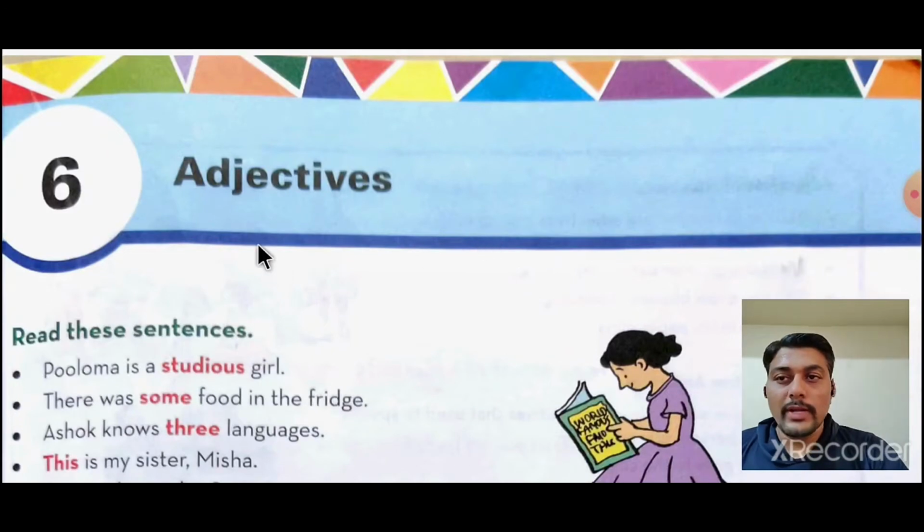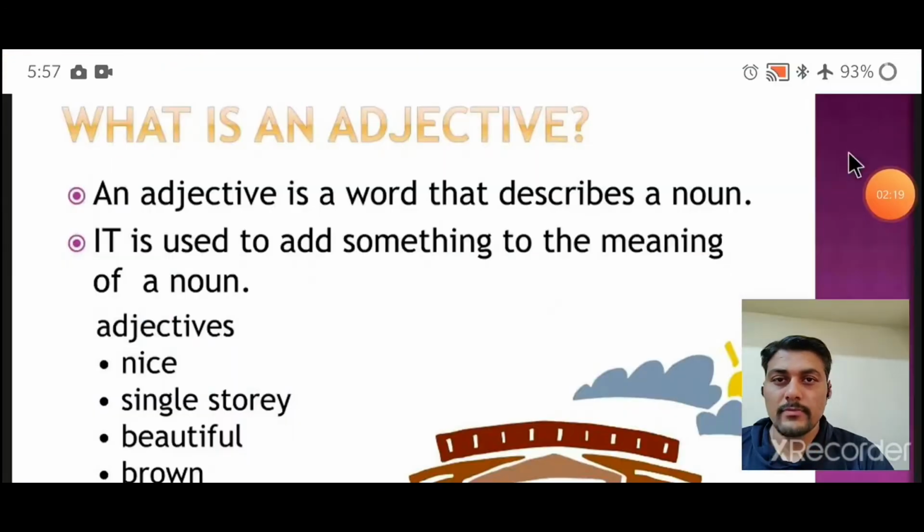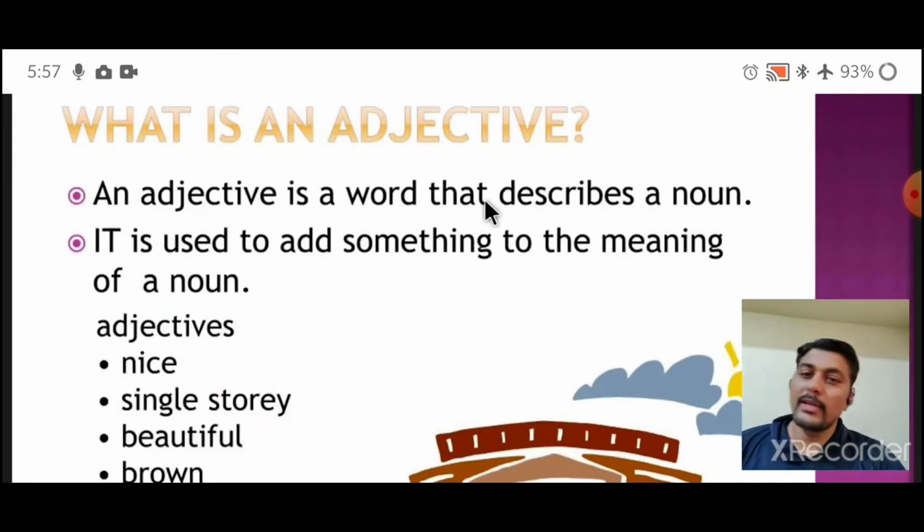Yes students, what is an adjective? Let's see its definition first. The question is, what is an adjective? The answer is very simple, and the definition is very simple. An adjective is a word that describes a noun.